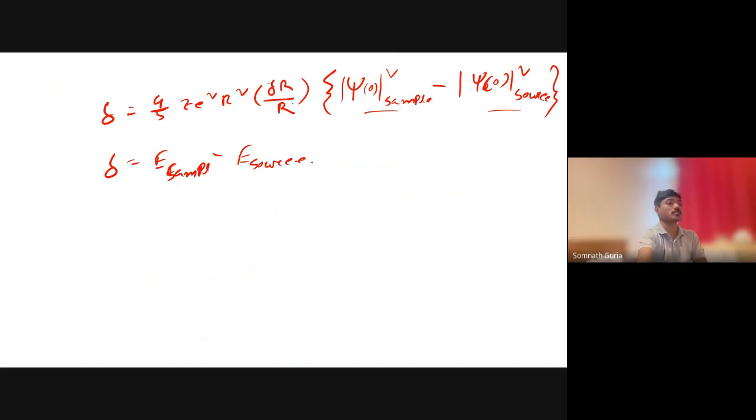And in this, delta R by R is called the change of nuclear radius.